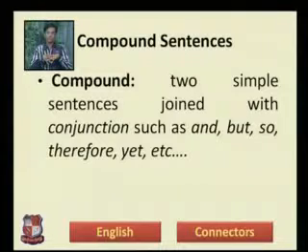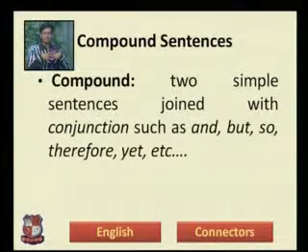Next connector or conjunction is but. But is a connector that joins two opposite sentences. For example, if I say, I want to come, but my parents do not allow me. So this is a sentence where there are two sentences. I is a subject, want to come is a predicate, but is a conjunction. My parents again becomes subject, do not allow becomes predicate. So two simple sentences are joined with the conjunction but.